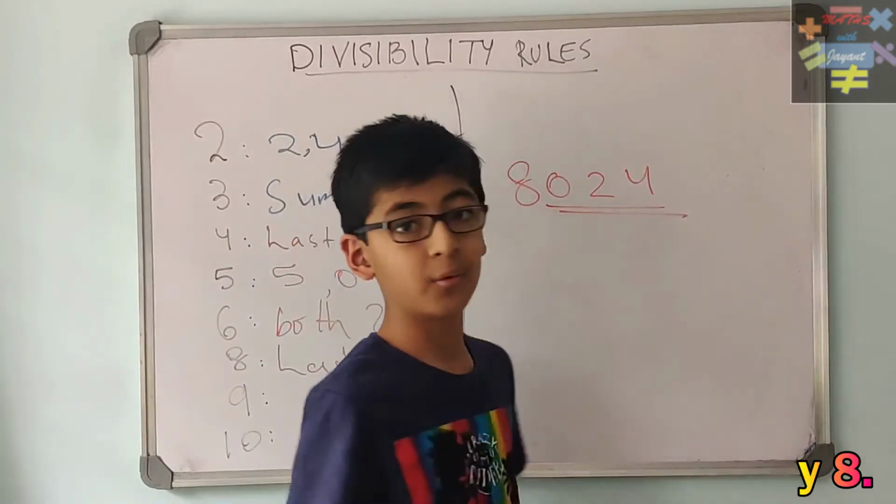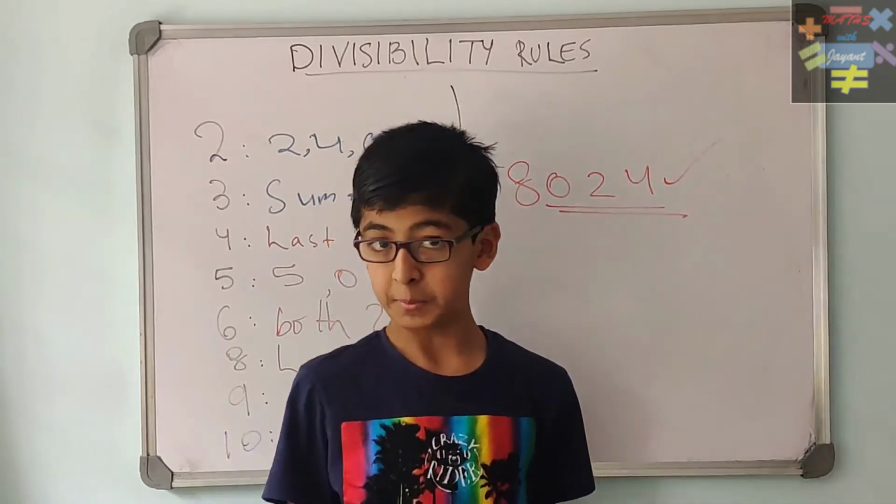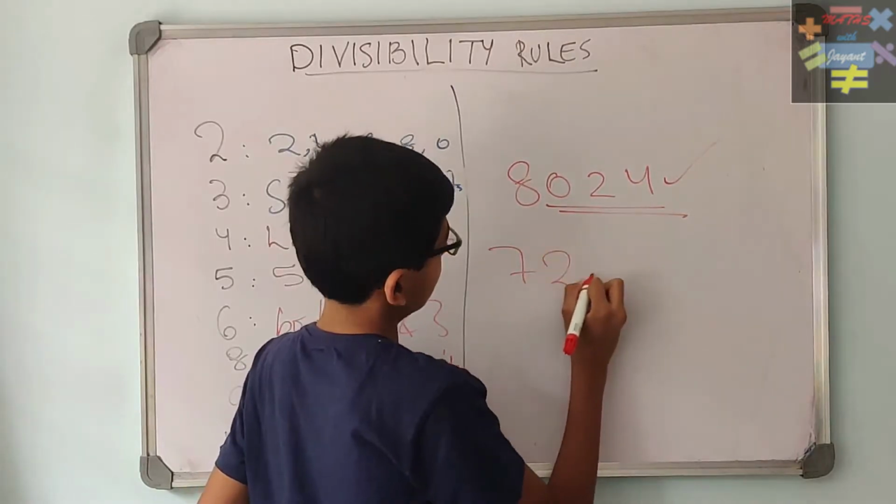So over here 024, that is 24, we know that 3 eights are 24. So this is perfectly divisible by 8. Now let us have a look at another example.